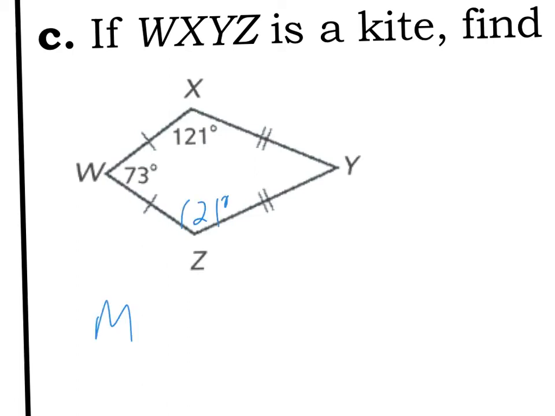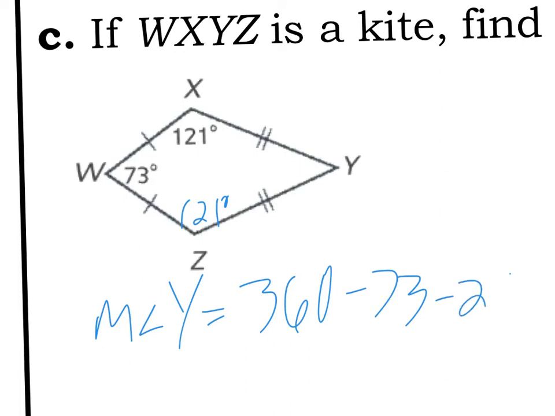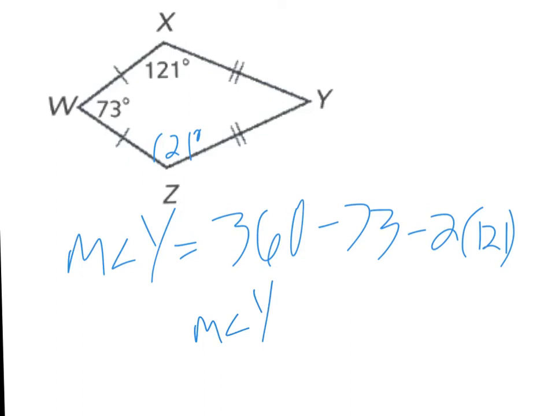So measure of angle Y is just going to equal 360 minus 73 and minus 2 times 121. And so I get measure of angle Y equals 45 degrees when I subtract all those out.